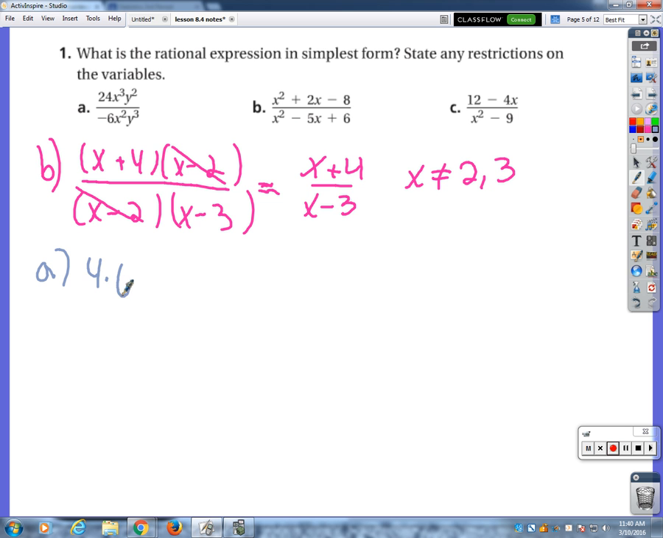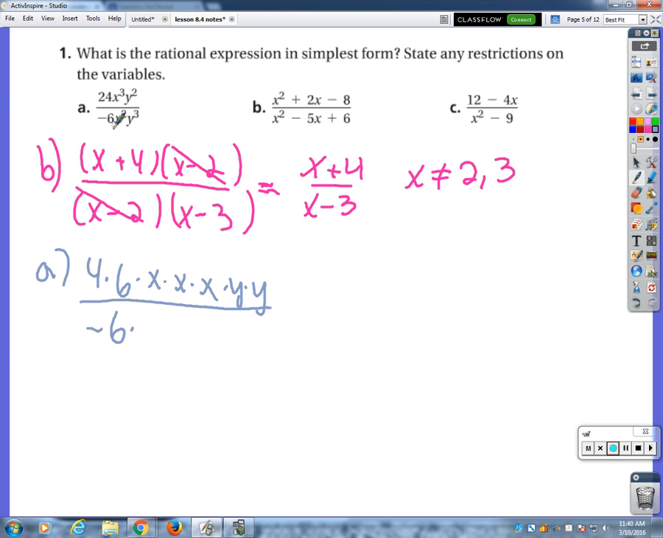And then x cubed means what? No, x cubed means x times x times x, right? And then y squared means y times y. All right. Then we could factor the bottom, this negative 6, but I already have a 6 on top, so I don't need to factor that at all. I'm just going to leave that as negative 6.